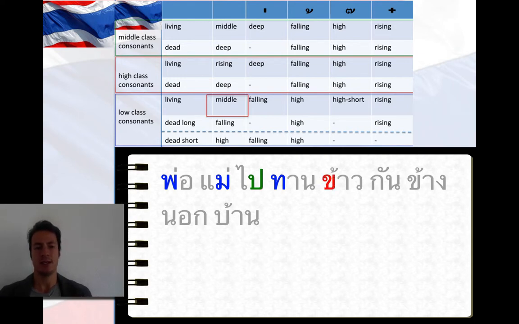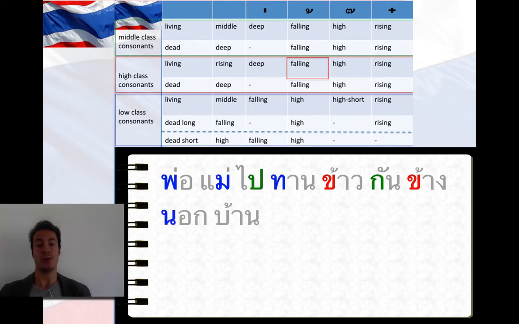The next word. High-class consonant, second tone mark, living syllable, therefore falling tone. ข้าว. Next word. Middle-class consonant, no tone mark, living syllable, therefore middle tone. กัน. And the next word. High-class consonant, second tone mark, living syllable, therefore falling tone. ข้าง.